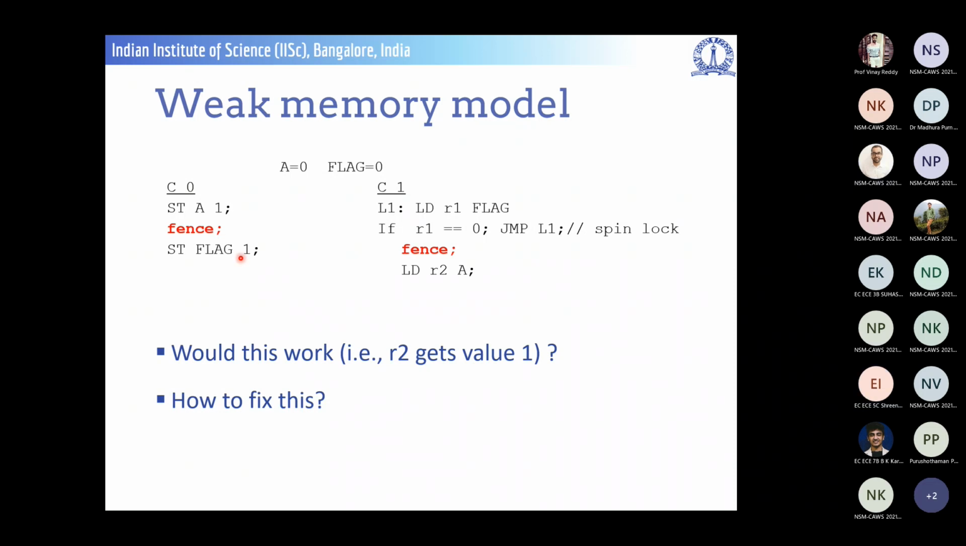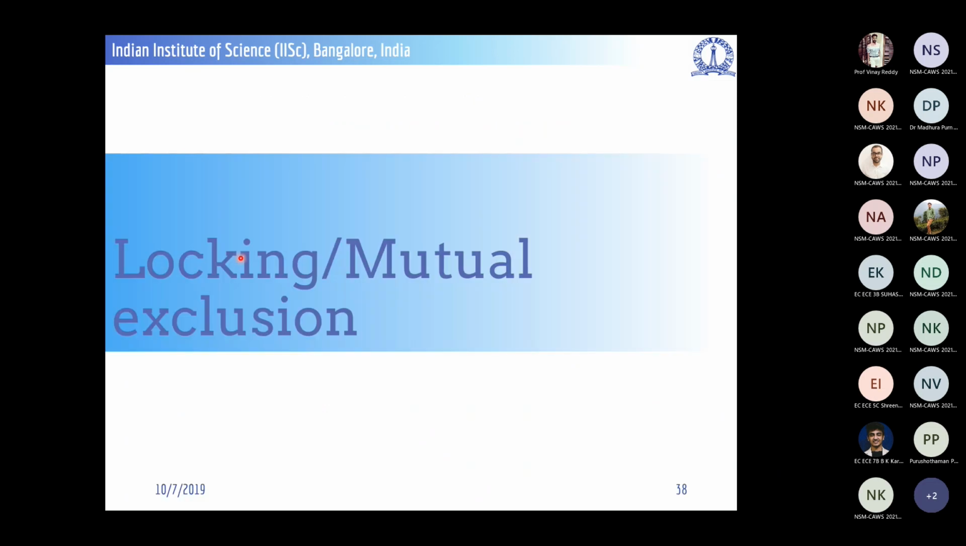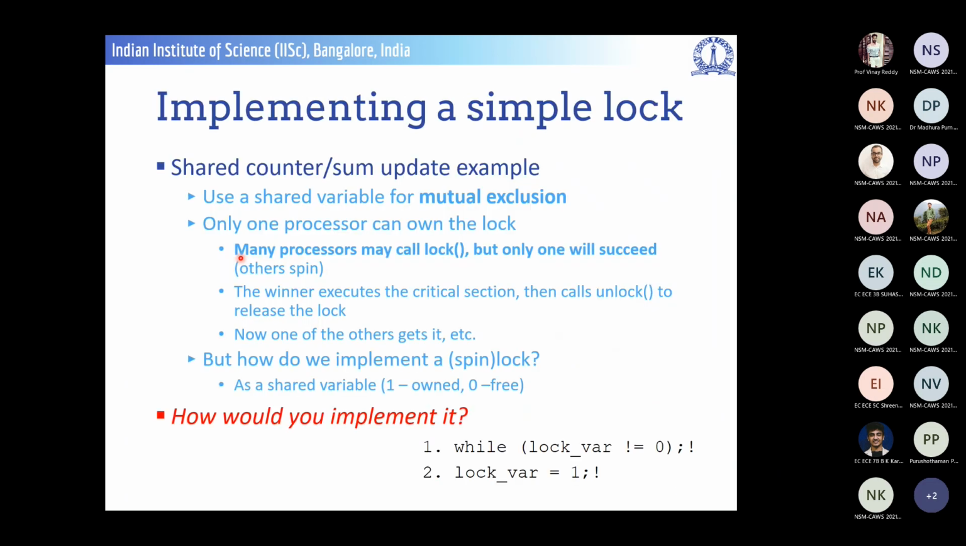So now we'll take a little bit of a detour and get into locking and mutual exclusion, and you'll see why we are doing that. You know how to implement a simple lock, like a spin lock. You have a shared variable, and you designate that when the variable's value is 0, the lock is free. If the value is 1, then somebody has the lock.